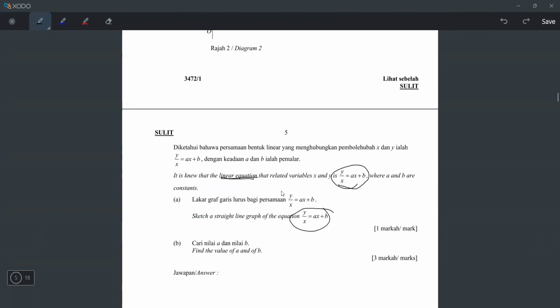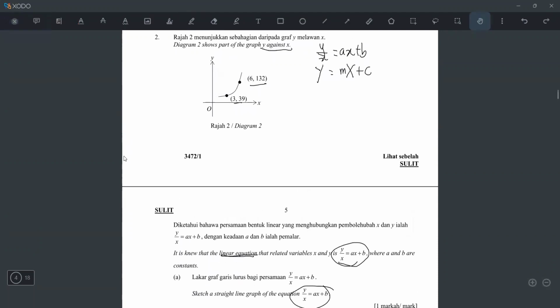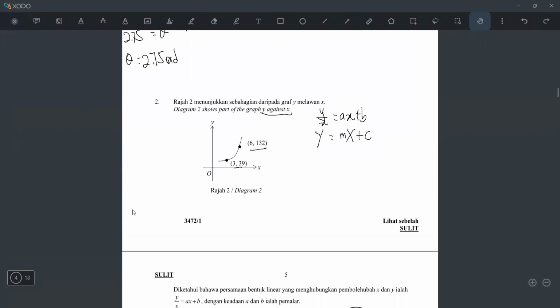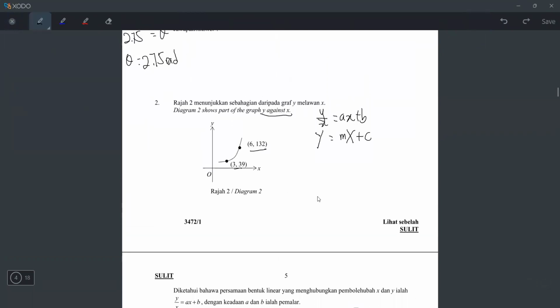Graph of this equation. So they want me to sketch a straight line. I don't think you need to do this on graph paper. I think you just sketch it, right? But before you sketch, you need to have some points, right? Because if you want to draw a straight line, you cannot just draw the axes and then simply draw like this, or maybe like this, right? You need points, you need coordinates.